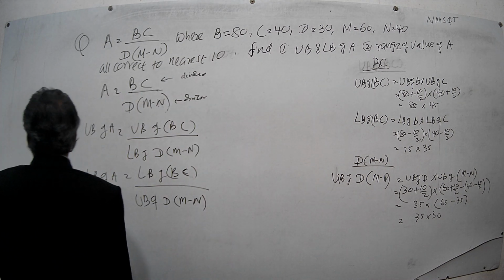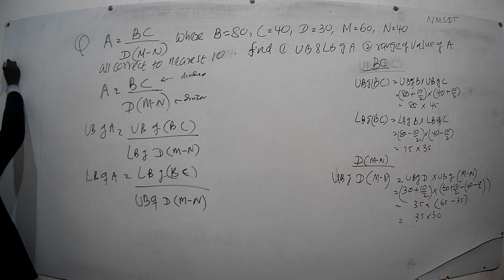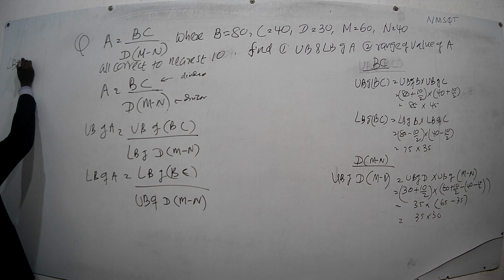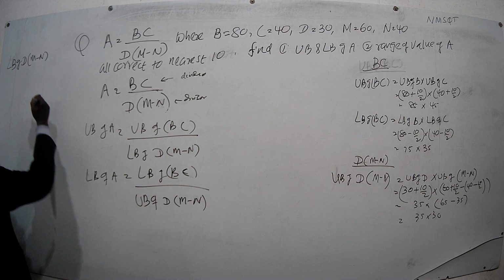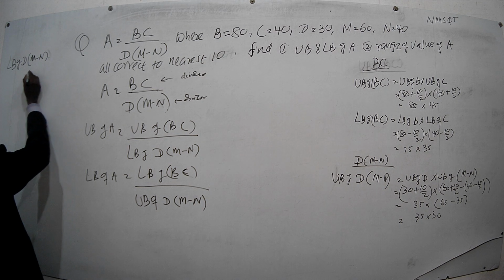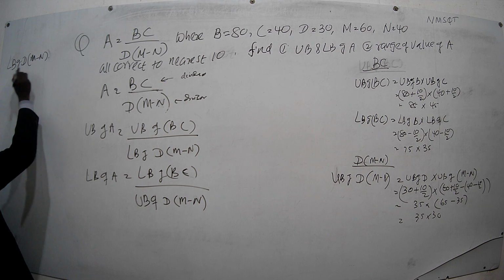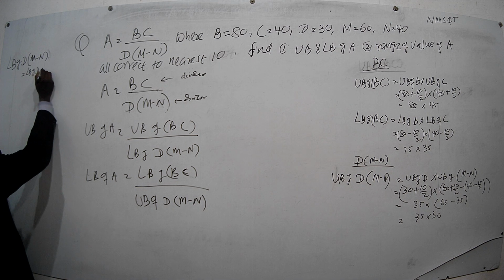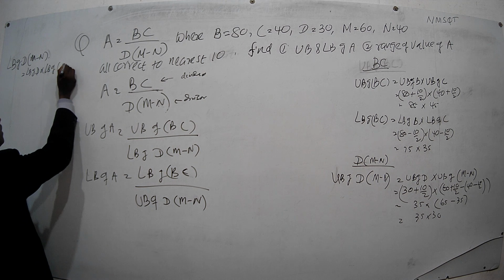Now I will write here the lower bound of d into m minus n. Yes, m minus n. Then that is equal to what? This is also a product. The lower bound of a product equals the product of the lower bounds, so the lower bound of d, then into the lower bound of m minus n.